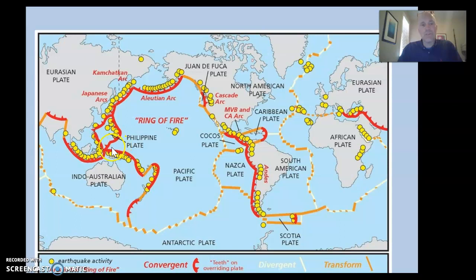As we said, most of the earthquakes in the world occur along the plate boundaries. Every yellow dot on this map represents an earthquake location, and you can see that most of them lie along the plate boundaries. The most famous plate boundaries are the ones that surround the Pacific Ocean, what we call the Ring of Fire. Even though it's called the Ring of Fire because that's where so many volcanoes are located, it's also where so many of the earthquakes are occurring.